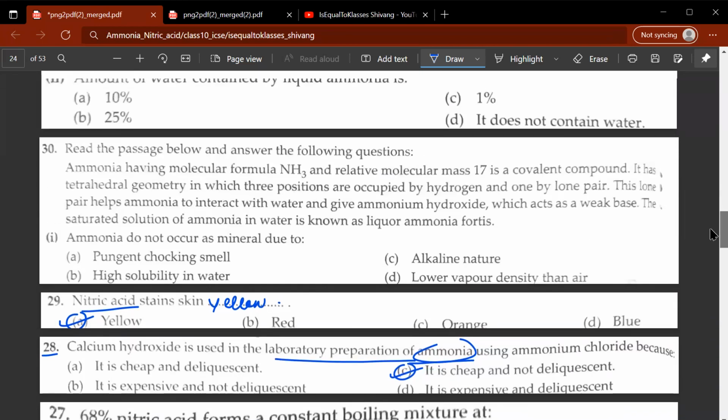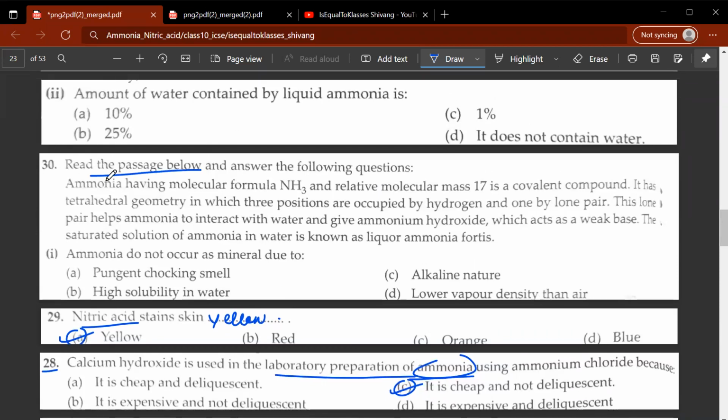Let's move on to the next question. So this is a read the passage question. Just read the following passage. You can pause the video if you want to.